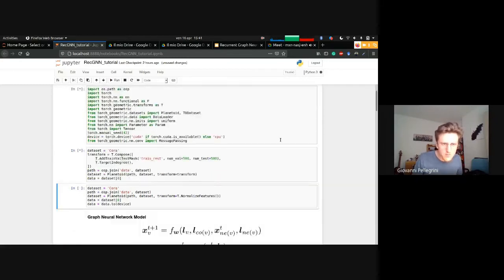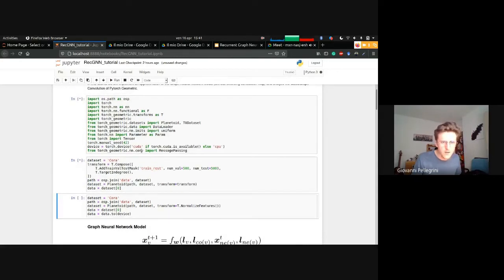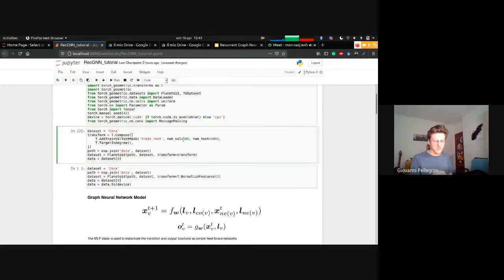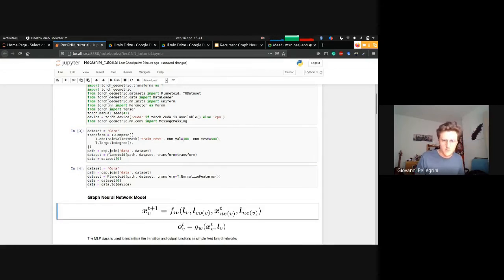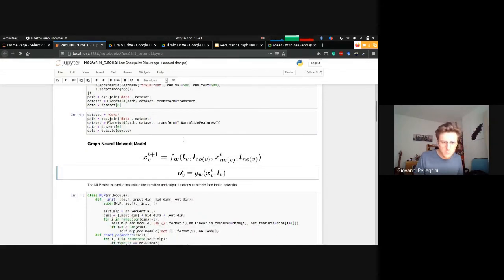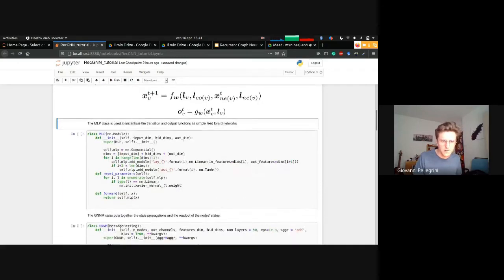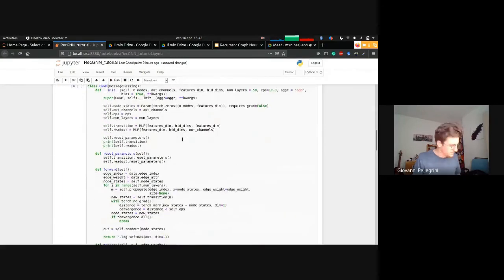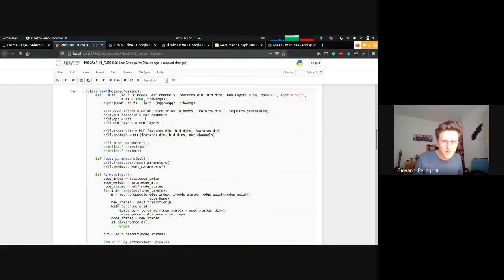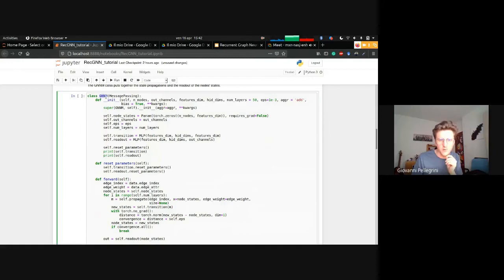Okay, so here let's do some imports. I have chosen Cora just because it's a very light data set, so I can run it on my machine also. Okay, so let's see. Here I have created a class called Graph Neural Network Model. It extends MessagePassing, which we have seen already. It is the base class for performing this propagation of information and update of the nodes.